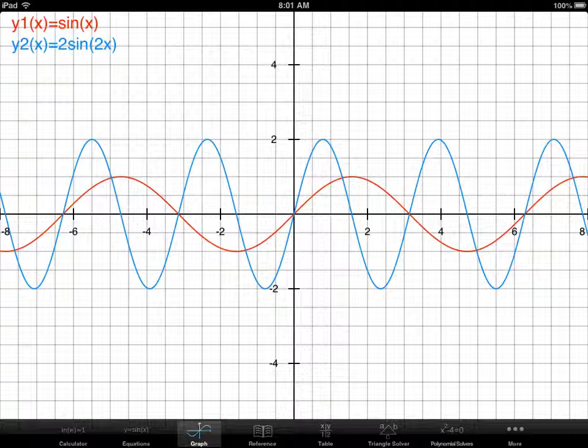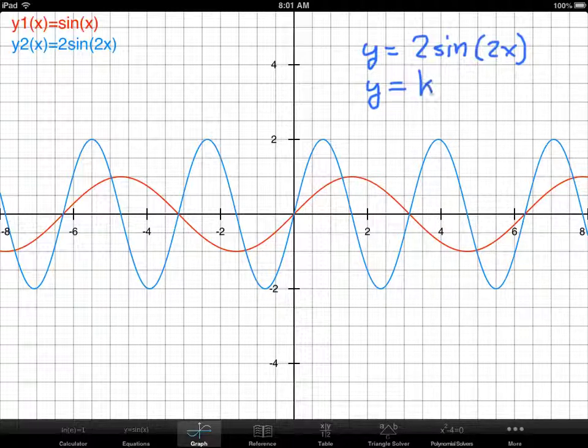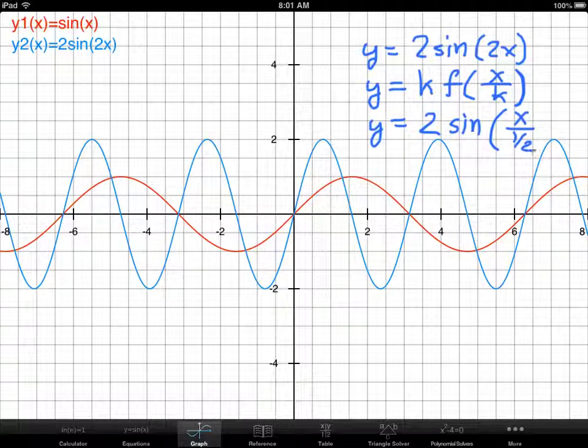Let's take a look at one more dilation. Again, we have our red original sine curve, and now we have the transformed blue curve, which is y equals 2 sine of 2x. So as you can guess, we have both a vertical and horizontal dilation factor here. And remember that my dilation equation is y equals k f of x over k. So again, I need to rearrange the inside of these parentheses to look like x over something, not x times something. So to do that, I'm going to have y equals 2 sine of x divided by 1/2, which is the same thing as multiplying by 2. So in this case, you will see that my vertical factor is 2, and my horizontal factor is 1/2.